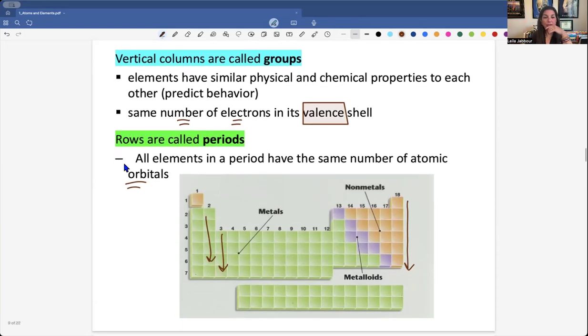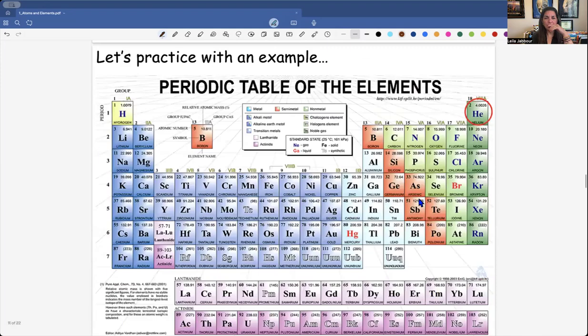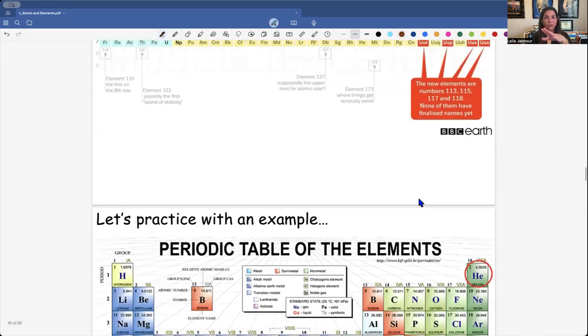So the rows are called periods. If we're looking at a row like this, this is a row, this is another row, this is another row. Each row is called a period. All the elements in a period have the same number of atomic orbitals. These are basically the different levels of electrons flying around the nucleus, either closest to the nucleus, a little bit further away from the nucleus, etc. I'm going to get to that in a second.